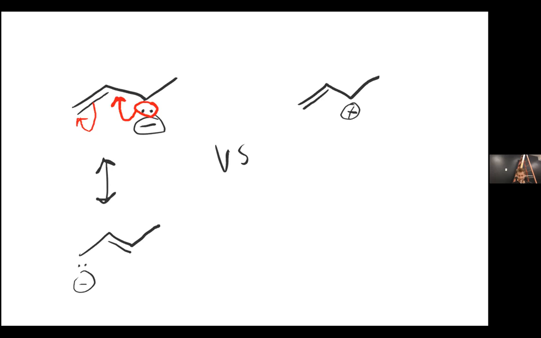Versus if we did this with a positive charge, we'd be starting with the double bond, shifting them over. And you get your positive over there. So the end result is the same. The main difference is these arrows.